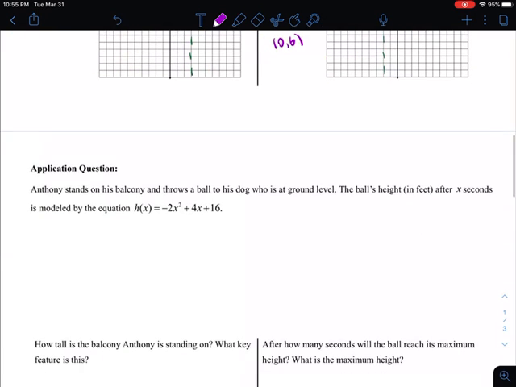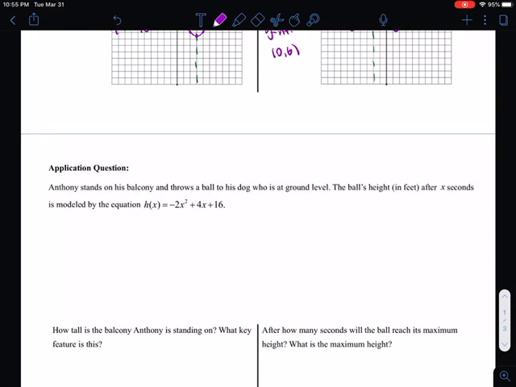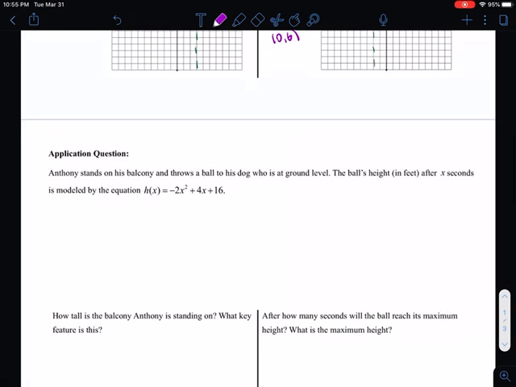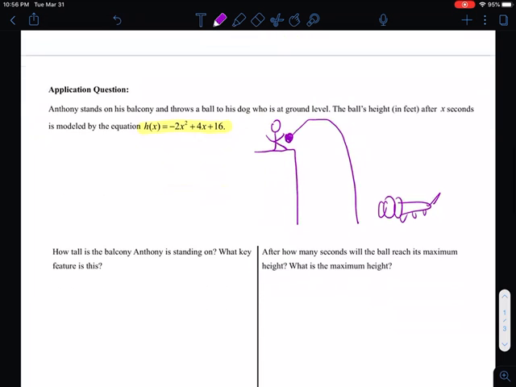And let's go ahead and look at a quick little application of that as well. So we have Anthony standing on a balcony and throws a ball to his dog. And here is my function. So let's go ahead and draw a quick sketch. So let's say we have the balcony right over here, and there it is. So here is the ball being thrown. There it is. And then maybe here is the dog. Okay, not the best picture.